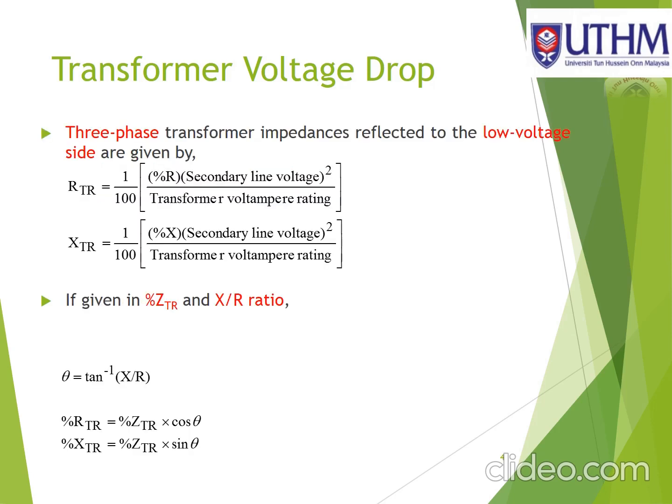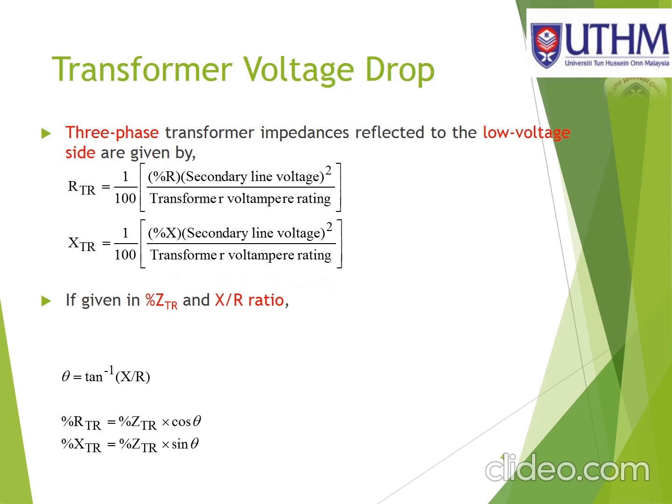First we have to calculate R_TR and X_TR, the three-phase transformer impedance reflected to the low voltage side. So percentage of R times the secondary line voltage squared, divided by the transformer volt-amp rating. The same goes for X_TR, using this formula.